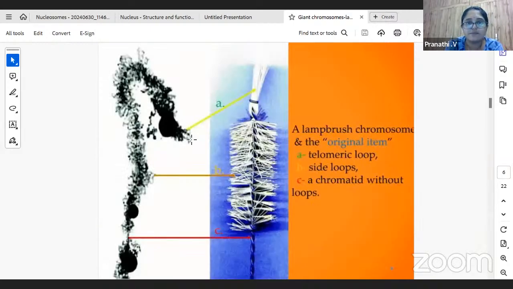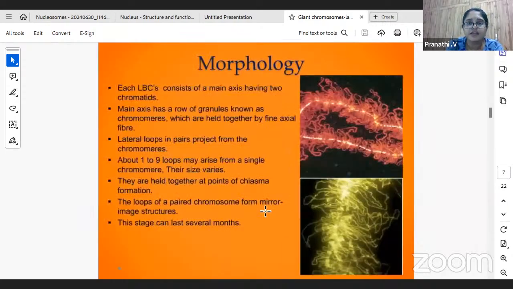So this is how the lampbrush chromosome looks. You have a telomeric loop over here. These are the side loops. And this is the chromatid without any loop. These have two chromatids, in fact, the lampbrush chromosomes. And the main axis has granules which are chromomeres. They are held together by axial fibers.